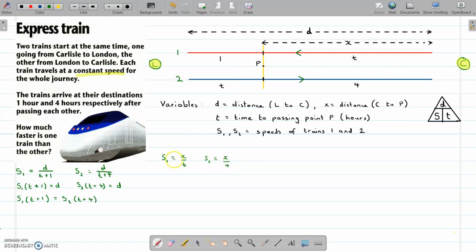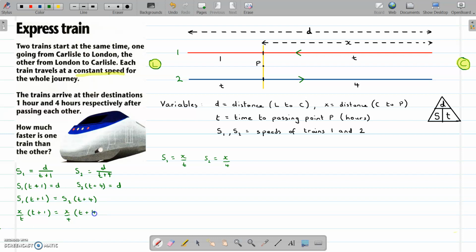So what I'm going to do now is use these two expressions and replace S1 and S2 in here with those instead. So I'm going to write x over t for S1, times t plus 1, and that's going to equal S2, which I'm going to write as x over 4, times t plus 4.